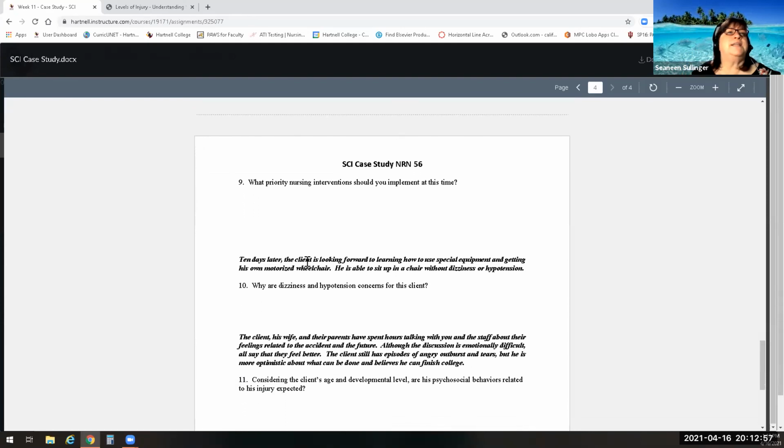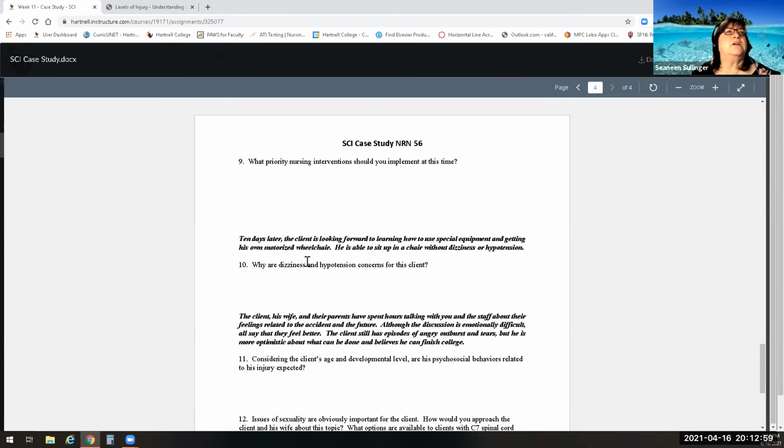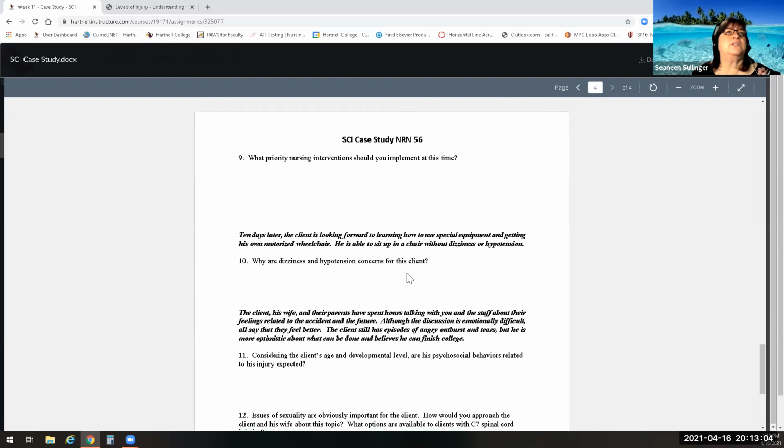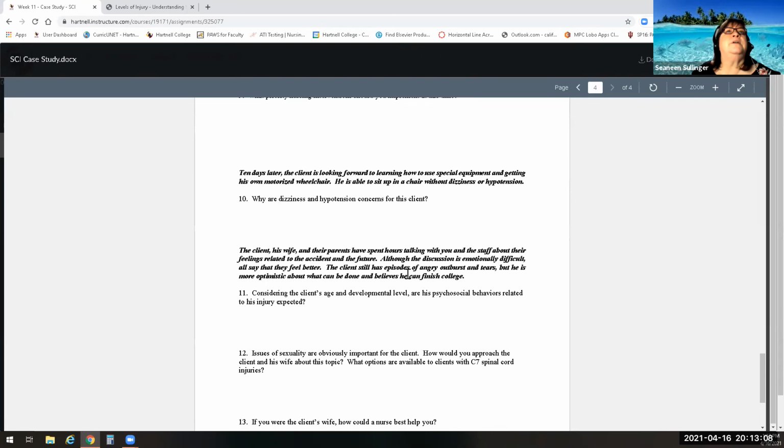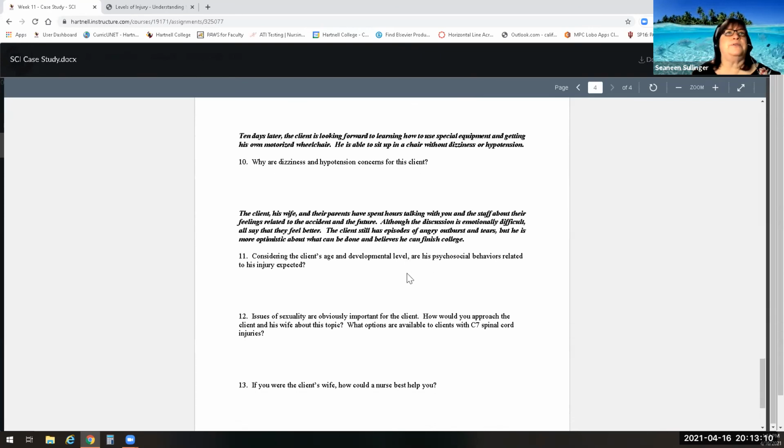And then now we're 10 days later, he's going to sit up in the chair. Why are we concerned about dizziness or hypotension for the patient? They're talking through things now. The patient still has angry outbursts, of course. Now this is a good one, age and developmental level. So go back and think about young adult. According to Erikson and Piaget, are the psychosocial behaviors related expected?